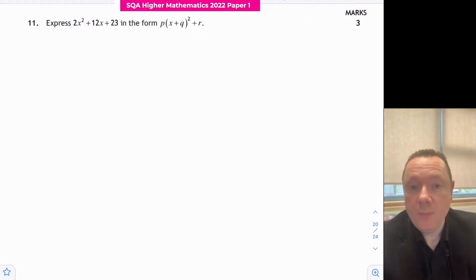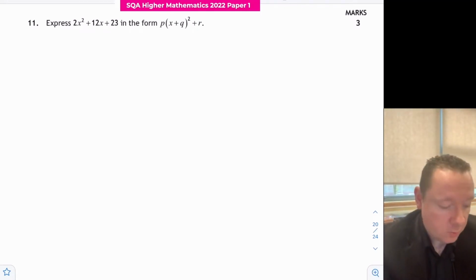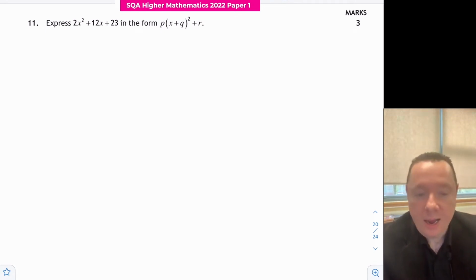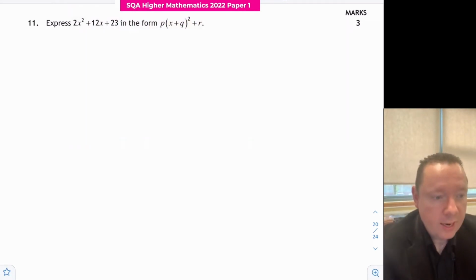(2022) Higher Maths Paper 1, Question 11 was: express 2x squared plus 12x plus 23 in the form p(x plus q) squared plus r. So in other words, a Higher Maths complete the square question. So there's a couple of ways to do this. Let's go for the most common way.